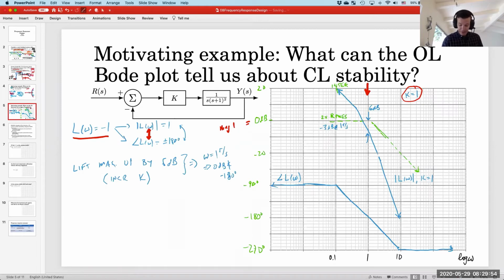Now there is another way that we could actually make this system unstable, and that is leave the magnitude curve alone and play with the phase curve. So what would I have to do to the phase curve to recreate a 0 dB and 180 degree crossing at the same frequency?